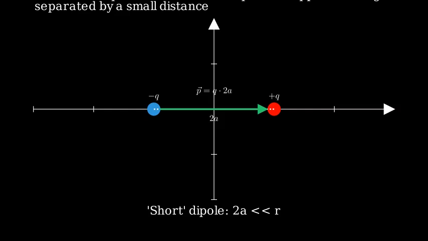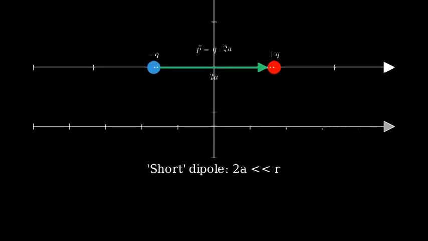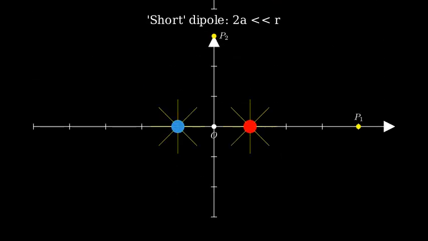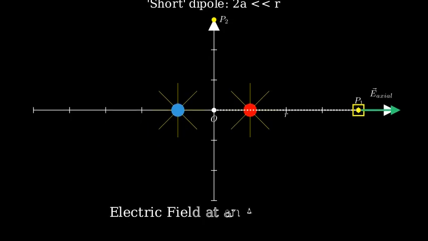Now, let's find the electric field due to this dipole at any point in space. We'll consider two special cases first, points along the axial line and points along the equatorial line. For a point P along the axial line at a distance r from the center of the dipole, we can calculate the electric field using Coulomb's law and the principle of superposition. To find the electric field at point P along the axial line, we need to calculate the field due to each charge and add them together.